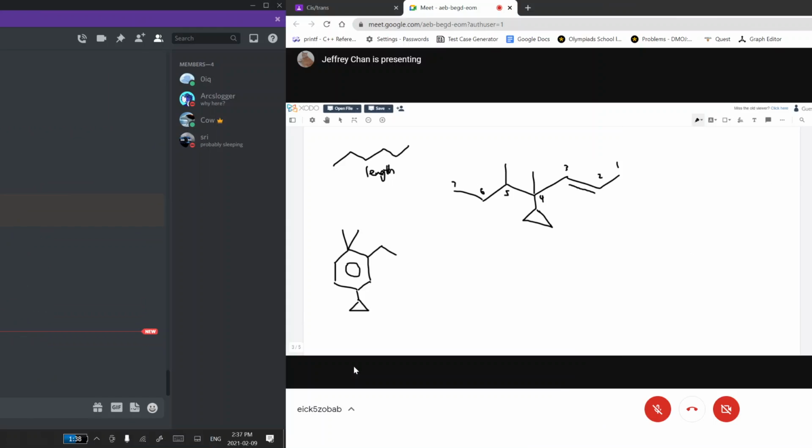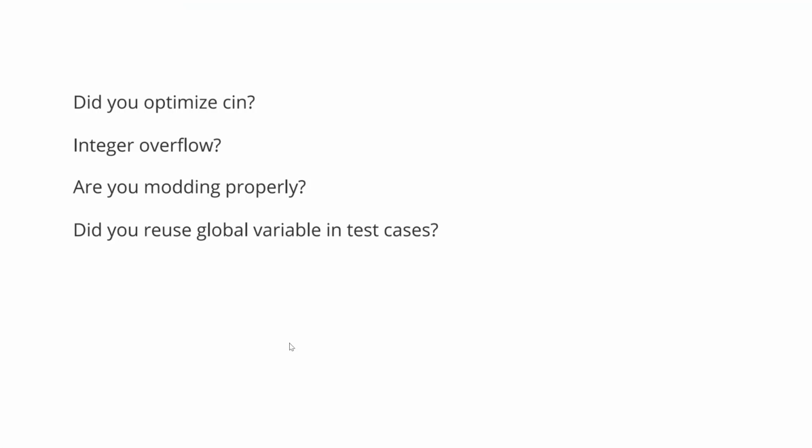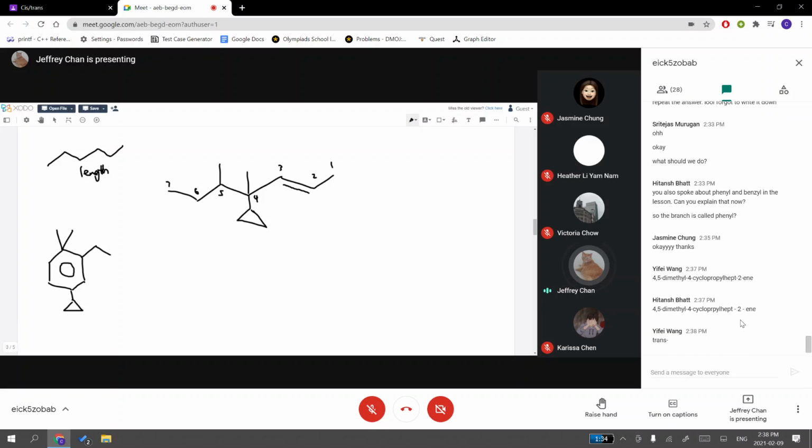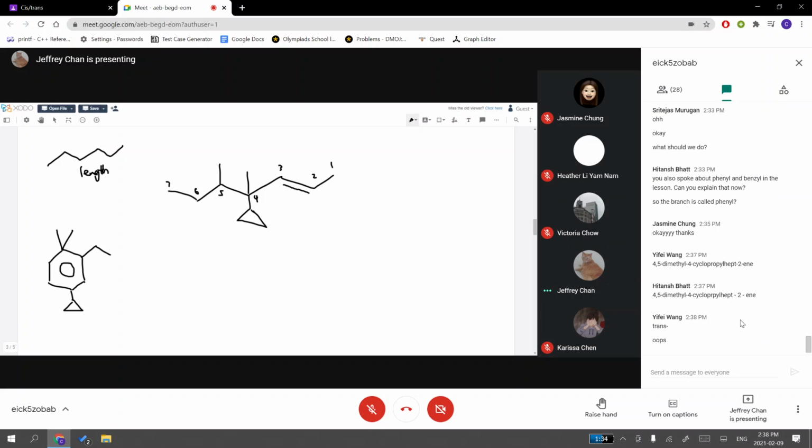Let's see. You have 2-ene, good. Cyclopropyl, excellent. 4-cyclopropyl, good. 4,5-dimethyl, good. So close though, missing one thing. You would get a 1.5 here. It is missing one thing. Yep, there you go. Trans. So that's what it is. But yeah, go on to the benzene structure.